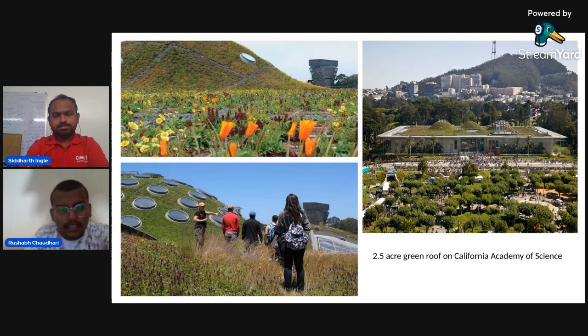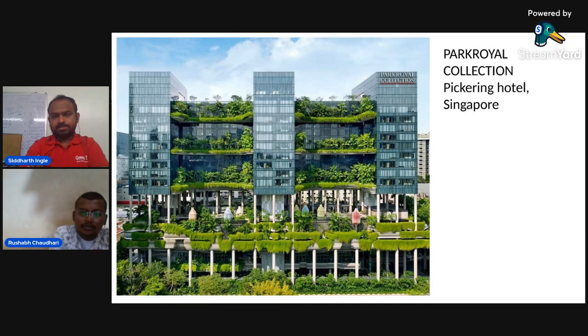If you see, there are hill-like structures present. There are 7 hills present. On each and every hill, the topography is changed, and therefore the insect preference is also different. Students and scientists are engaged in this kind of research, pollination research, also on this green roof. So this is one of the interesting green roofs.